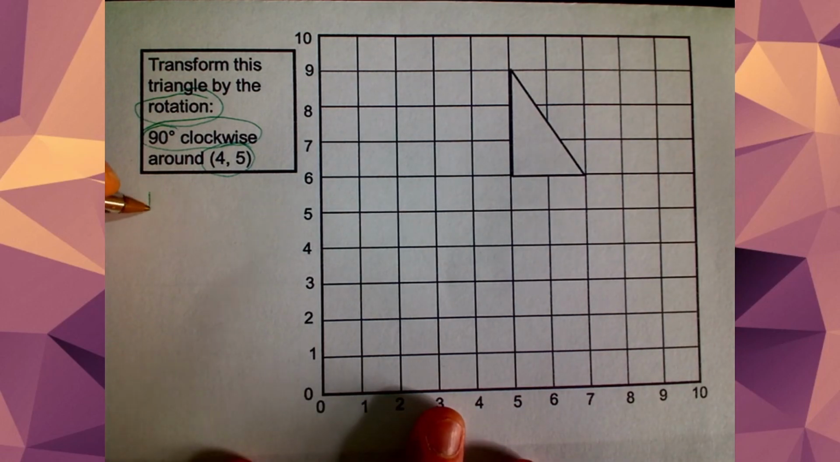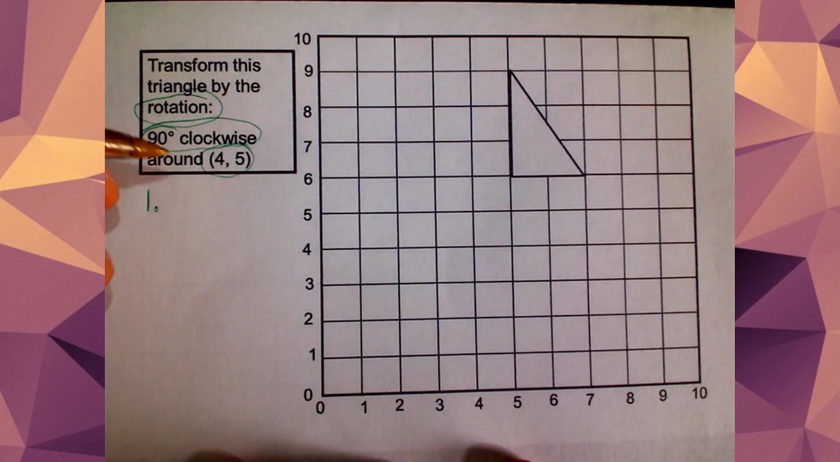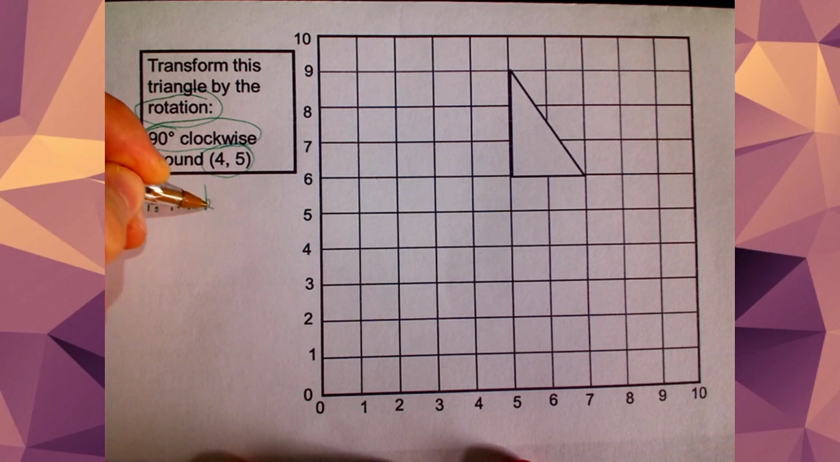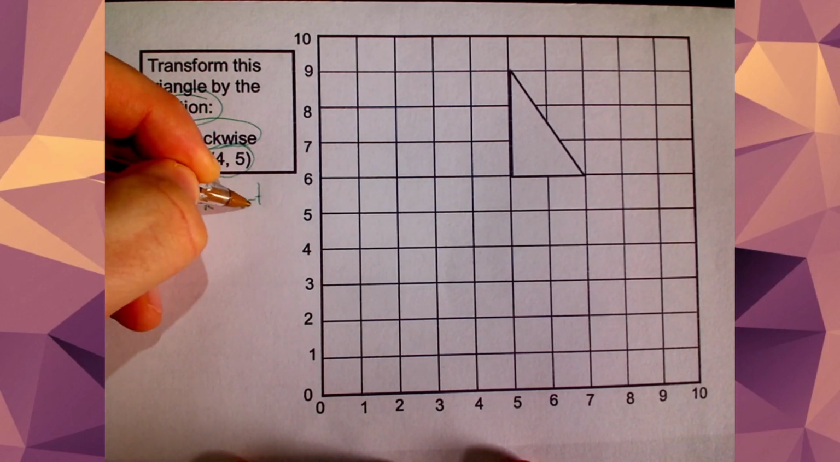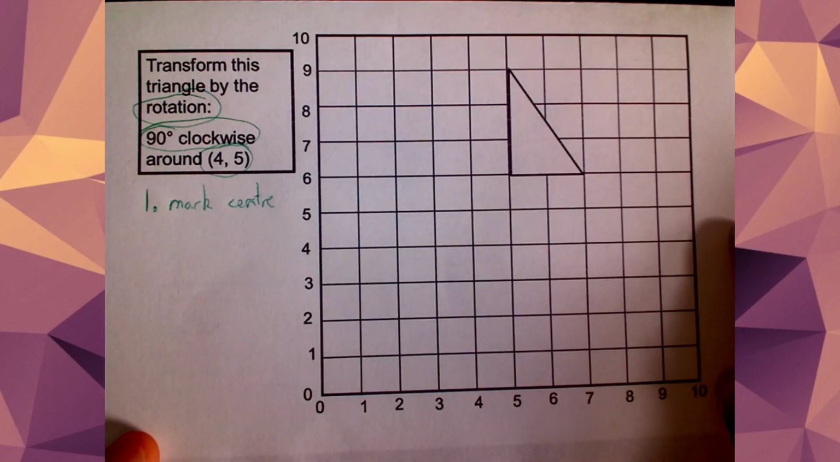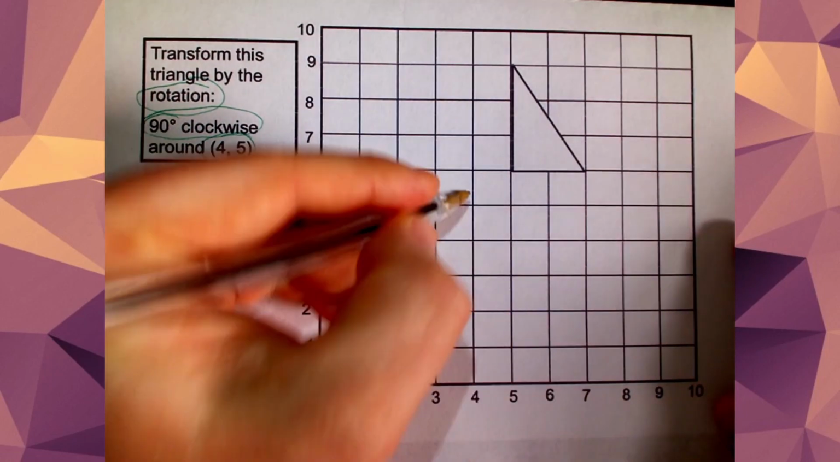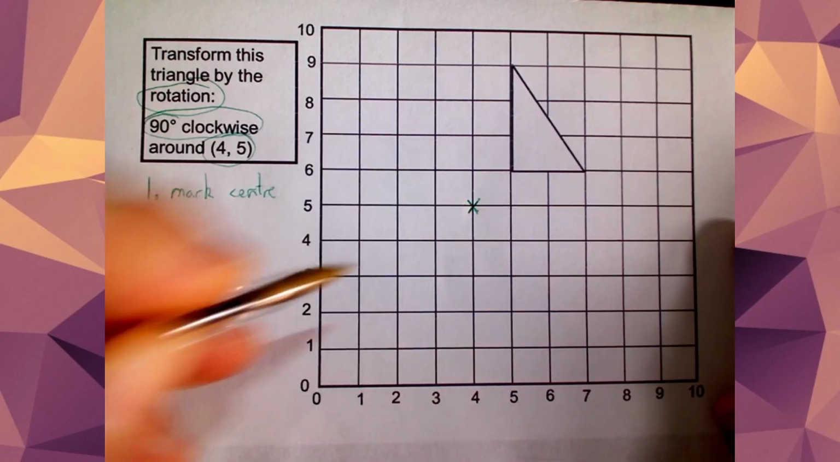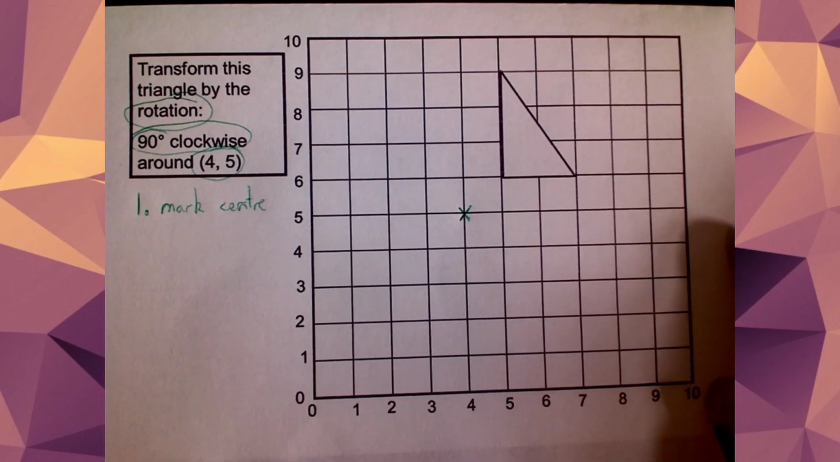So we need to do a couple of things now. Before we can do anything, just like for reflection, we had to draw in our mirror line. For a rotation, we have to mark the center. And this point here, 4, 5, is called the center of rotation. So across 4, up 5, there is my center of rotation.